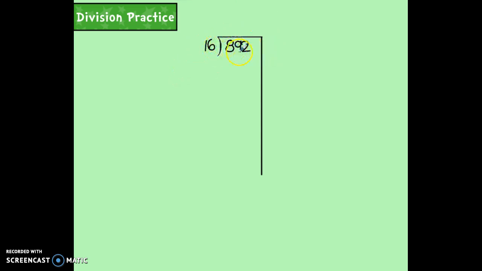Like I want to find out how many times 16 fits into 892. Well, 10 groups is 160. So let's do that because that's a good one I know to start with. 10 groups is 160. Subtract. I still have 732. That's a lot. That's okay. I'm going to put another group of 10. It's 160.